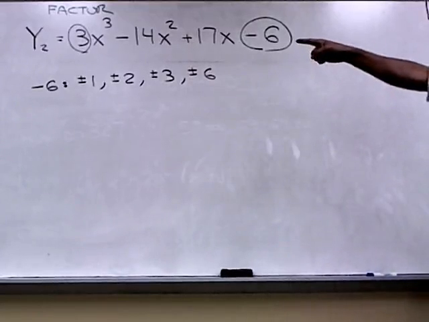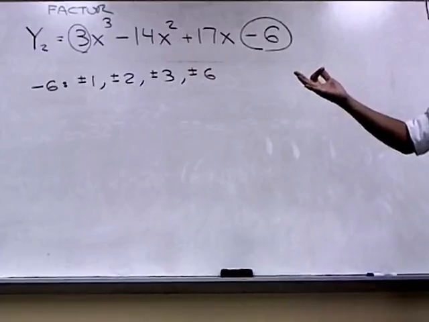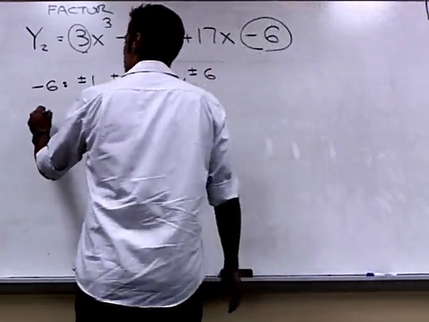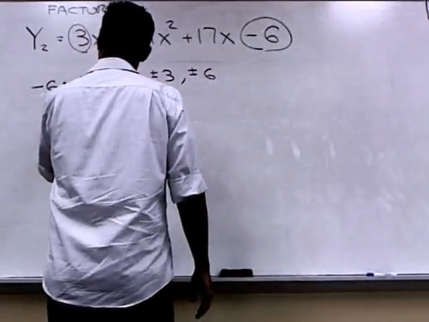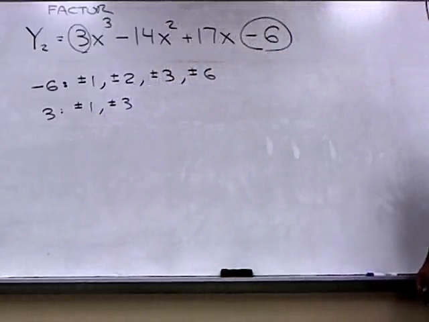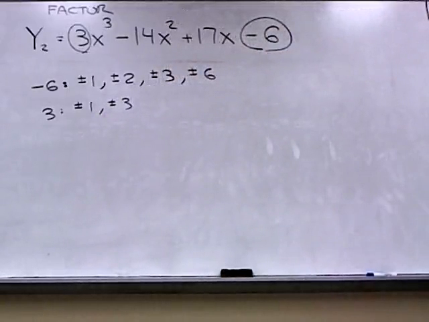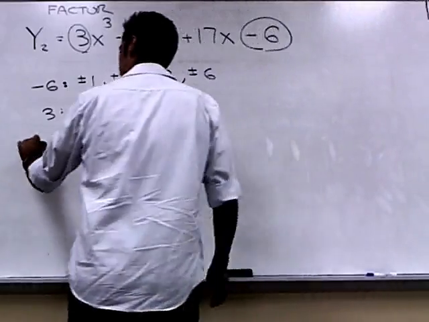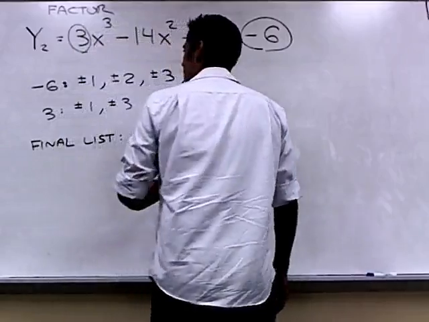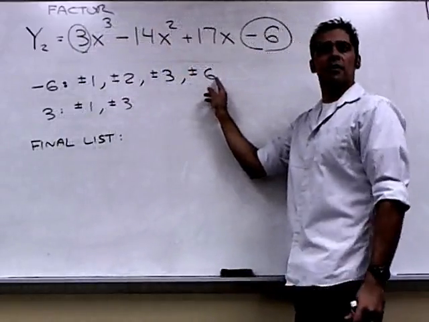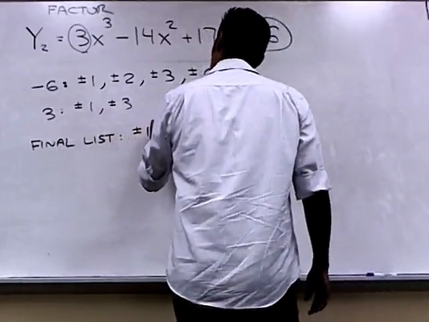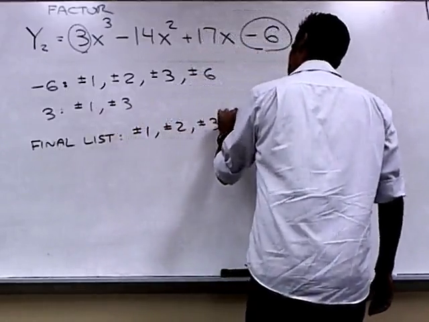And then we have to look at the number in front, which is a 3, unfortunately. So that means I have to create a second list, and then from that create a final list. What are the factors of 3? Just 1 and 3? My final list of course contains all the first list, right? Because it's all of those over 1. So those don't change. So 1, 2, 3, and 6.